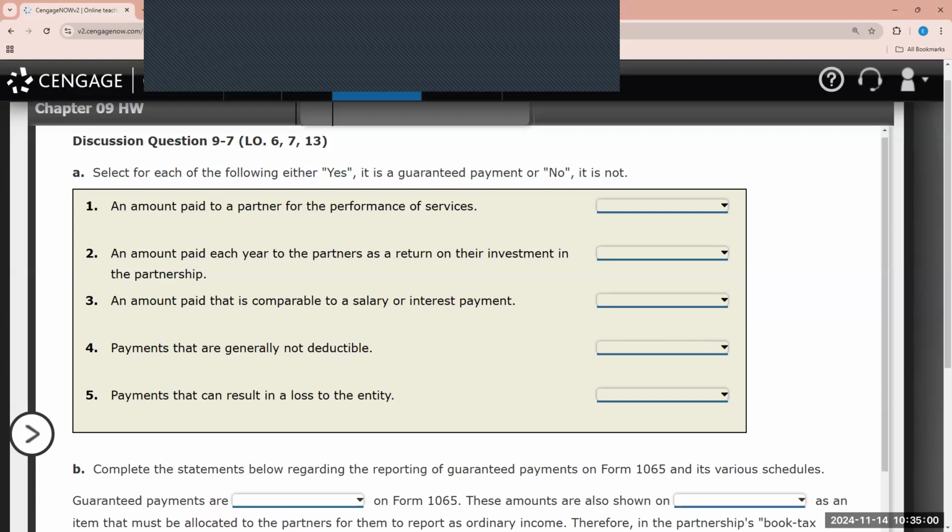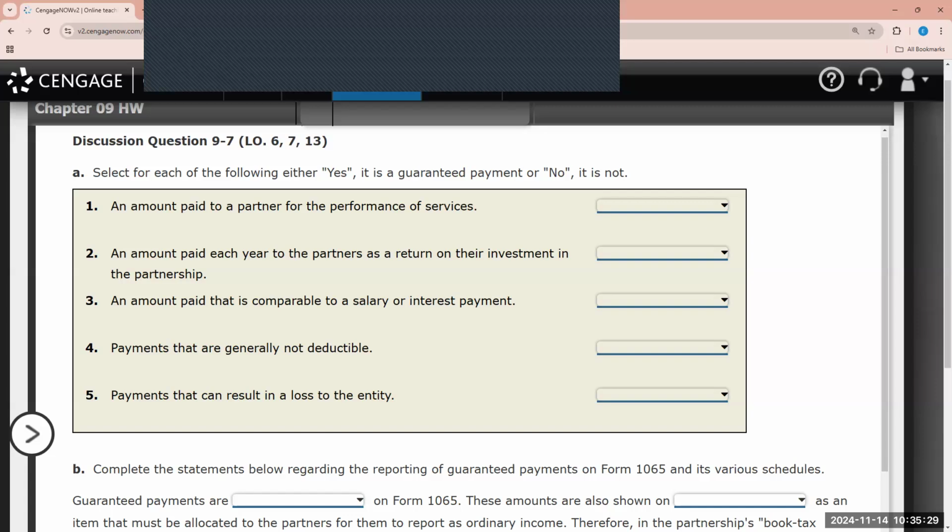All right, so this brings us to our next question. It says, select for each of the following: either yes, it is a guaranteed payment, or no, it is not a guaranteed payment. In this section, one key thing to keep in mind is that sometimes partnerships make payments to a partner, and sometimes the partnership might take out distributions and things of that nature. It's very important to distinguish between the two.